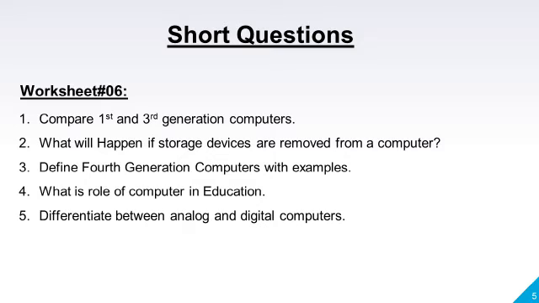Now next question is, define fourth generation computers with example. In this generation of computer, LSI large scale integration and VLSI very large scale integration chips having millions of transistors were developed, which are called microprocessors. What basically the microprocessor is, it is a single chip that can handle all the processing of a computer.